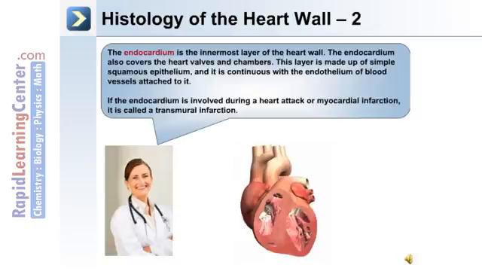The innermost layer of the heart is known as the endocardium. The endocardium also covers the heart valves and chambers. This layer is made up of simple squamous epithelium, and it's continuous with the endothelium of blood vessels that are attached to it. If the endocardium is involved during a heart attack or myocardial infarction, it's called a transmural infarction.